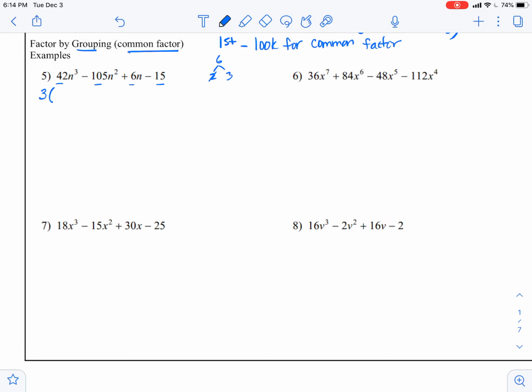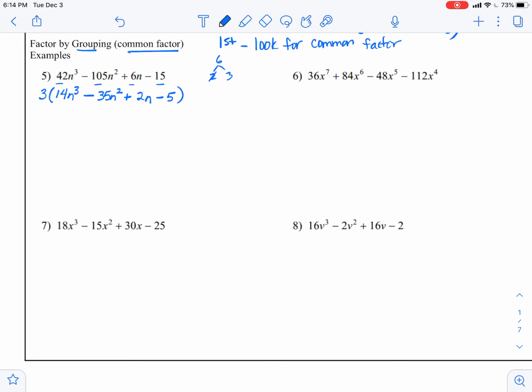Okay, so I'm going to take 42 and divide it by 3. That gives me 14. I'm going to take 105 and divide it by 3. And that's 35. I'm going to take 6 and divide by 3, and then I'm going to take 15 and divide by 3. So this is actually the problem that I am going to be working with now.